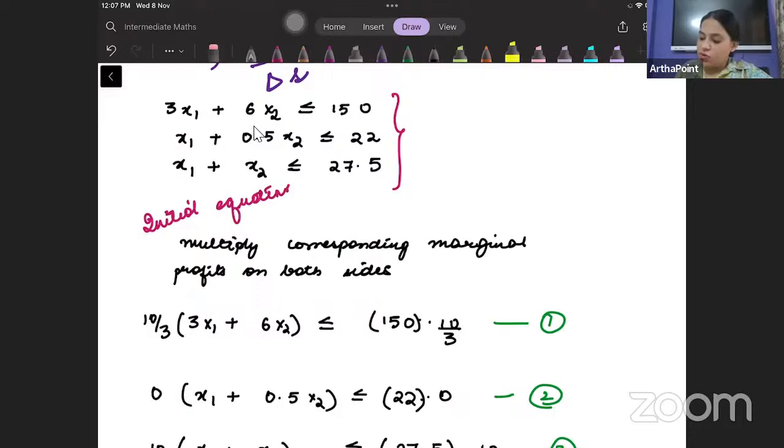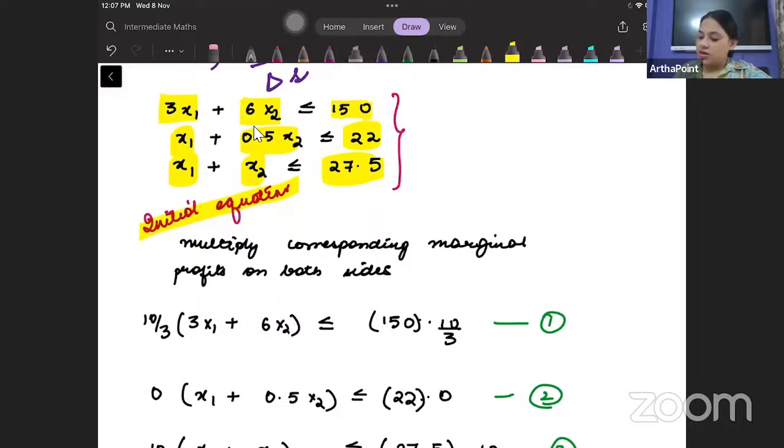That this is the amount of flour used in cake A plus the amount of flour used in cake B should be less than equal to total flour. Amount of sugar used in cake A plus cake B less than equal to total sugar. Amount of butter used in cake A plus cake B less than equal to total butter. These were my initial equations.